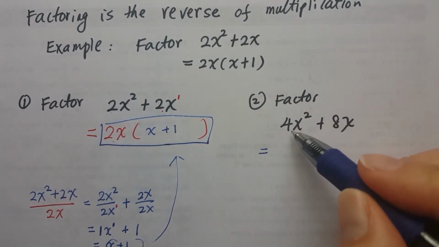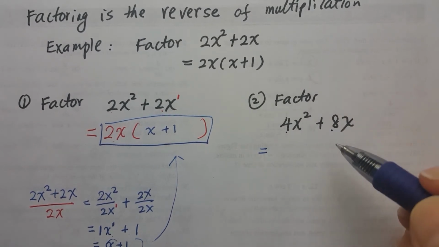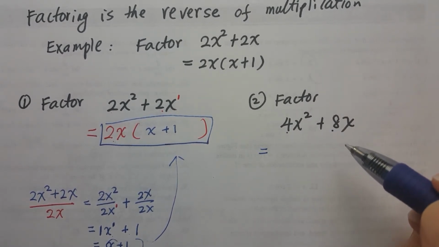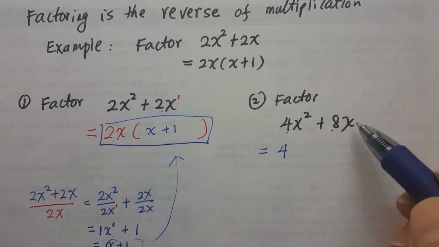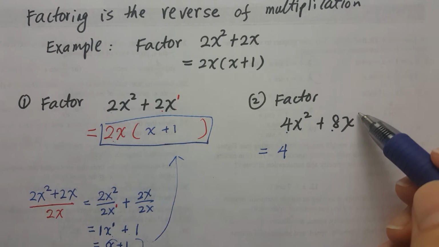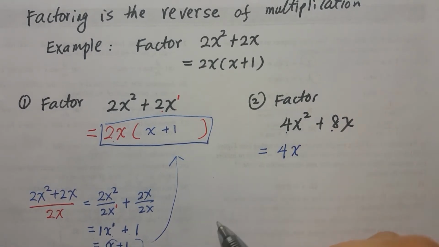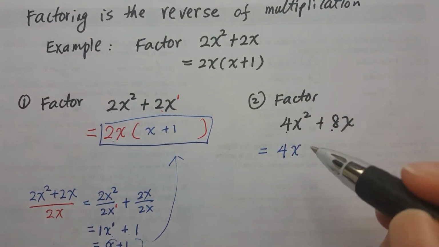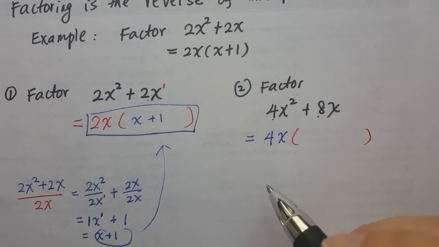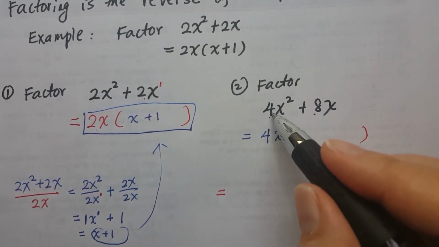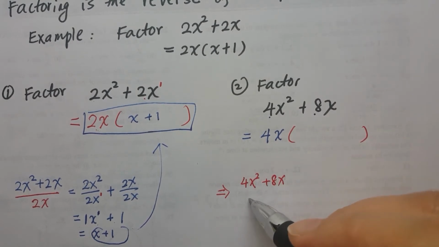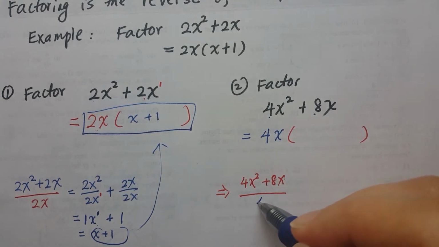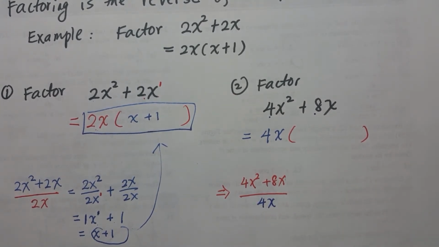So you're going to see 4 and 8. They have the biggest number 4 in common. So therefore I'm going to put 4 outside. x squared and x. Definitely the x has the smallest exponent. So I'm going to put the x outside. And then I'm going to put parentheses. Next I'm going to do 4x squared plus 8x and divide by the common factor, the one that we put outside the parentheses.